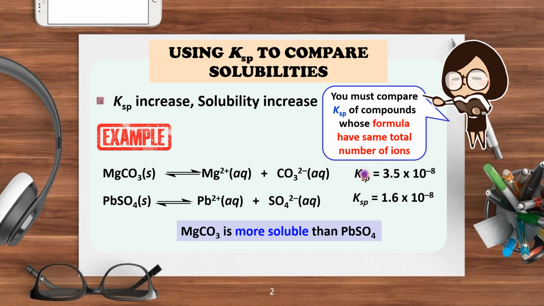So, therefore, we can compare both KSP values here. And from here, we notice that the value of KSP for magnesium carbonate, that is 3.5 times 10 power negative 8, is higher compared to the KSP for lead 2 sulfate. So, therefore, we can conclude that here, magnesium carbonate is more soluble than lead 2 sulfate. Or in other words, magnesium carbonate has higher solubility than lead 2 sulfate.